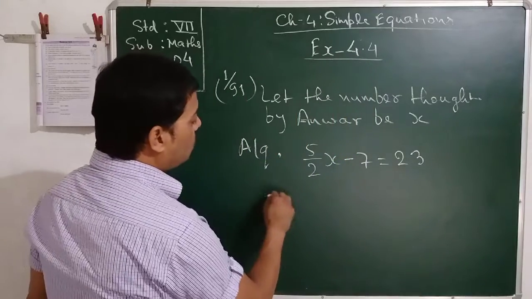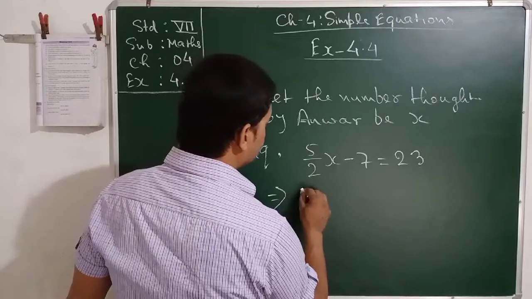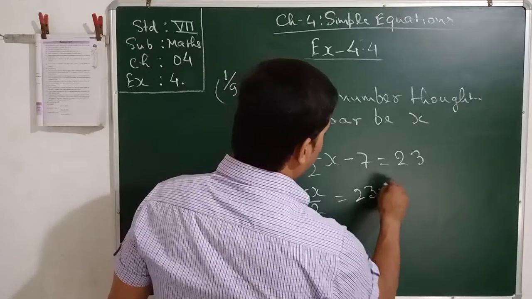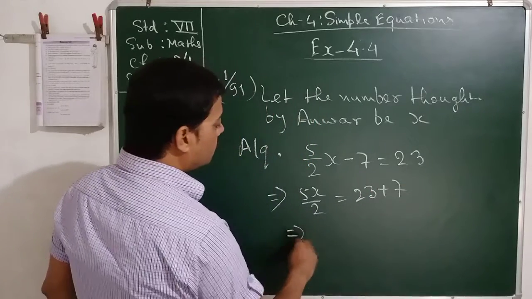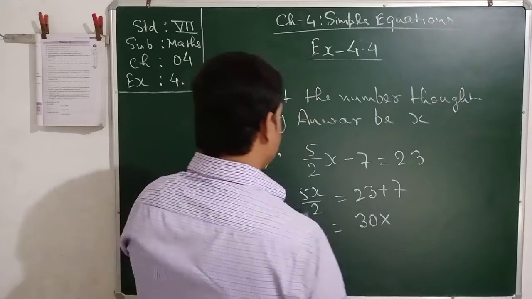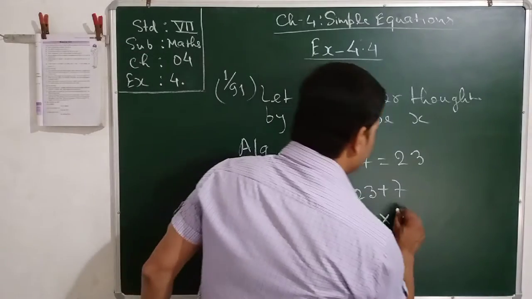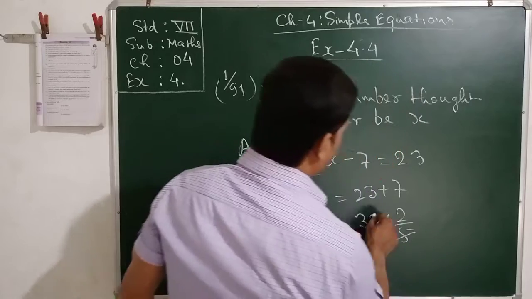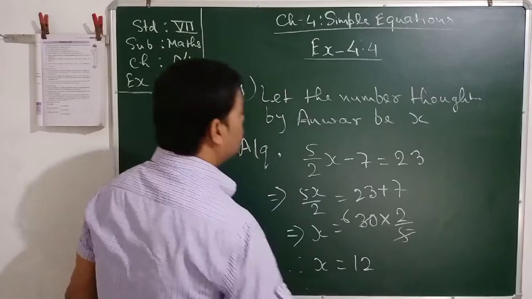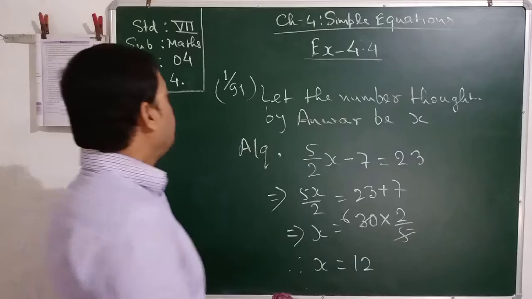Now you can solve the given equation as 5x by 2 equals 23 plus 7, that is 30. So x equals 30 into the inverse of 5 by 2, that is 2 by 5. 5 sixes are 30, therefore x equals 12. In this way, all the sums of one number will be solved.